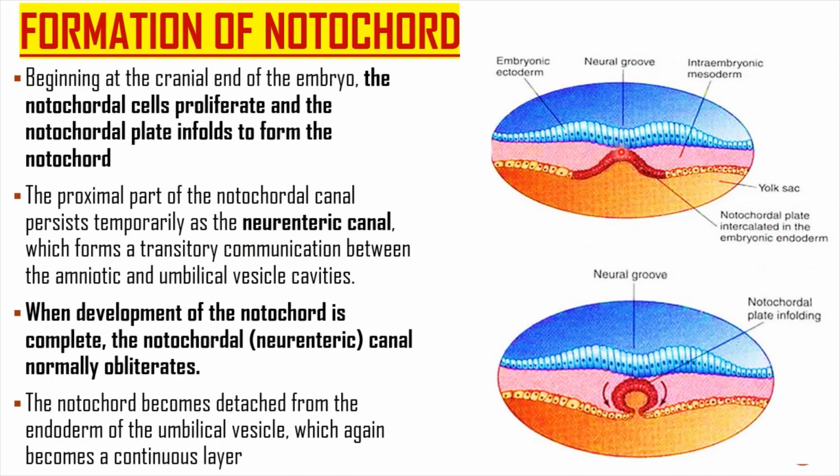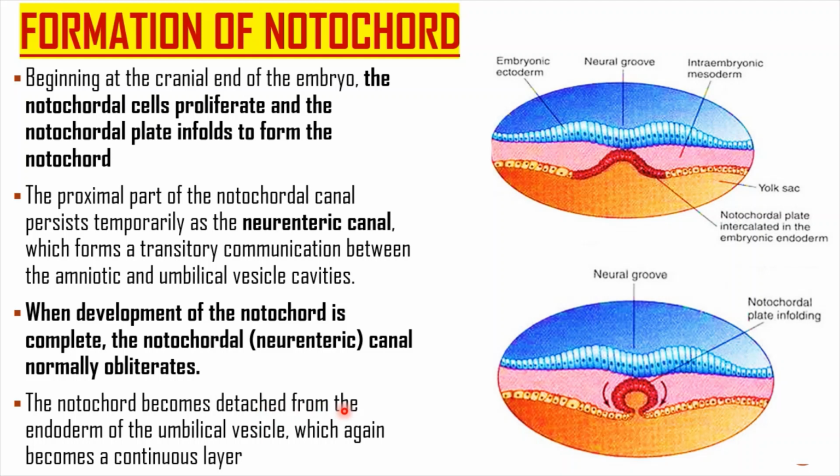So now, this is the notochordal plate that is formed. This notochordal plate is going to form a groove here, and it will form a circular canal here, which is called the notochord. So beginning at the cranial end of the embryo, the notochordal cells proliferate and the notochordal plate unfolds to form the notochord. So the notochordal plate here will now unfold to form this rounded feature here, which is called the notochord. The proximal part of the notochordal canal persists temporarily as the neuroenteric canal, which forms a transitory communication between the amniotic and the umbilical vesicle cavities. When development of the notochord is complete, the neuroenteric canal normally obliterates, or it disappears.